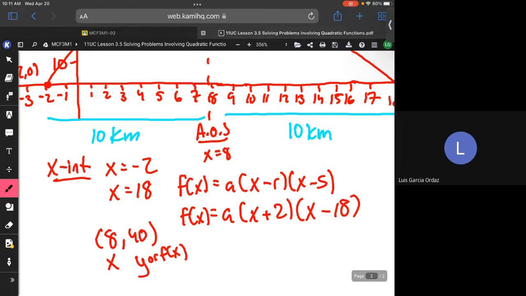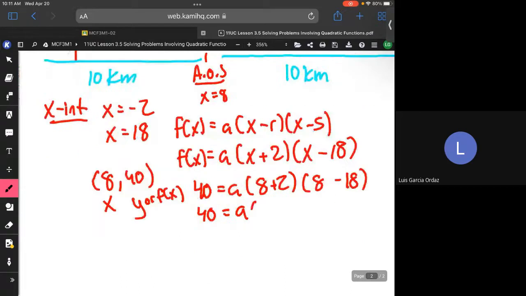So wherever we see x, I'm going to plug in the number 8. And wherever I see f of x, I'm going to plug in the number 40, because f of x is just another fancy way of saying y. So I'm going to have 40 is equal to a times 8 plus 2 times 8 minus 18. What's 8 plus 2? 10. What's 8 minus 18? -10. Perfect. So I get 40 is equal to a times negative 100.